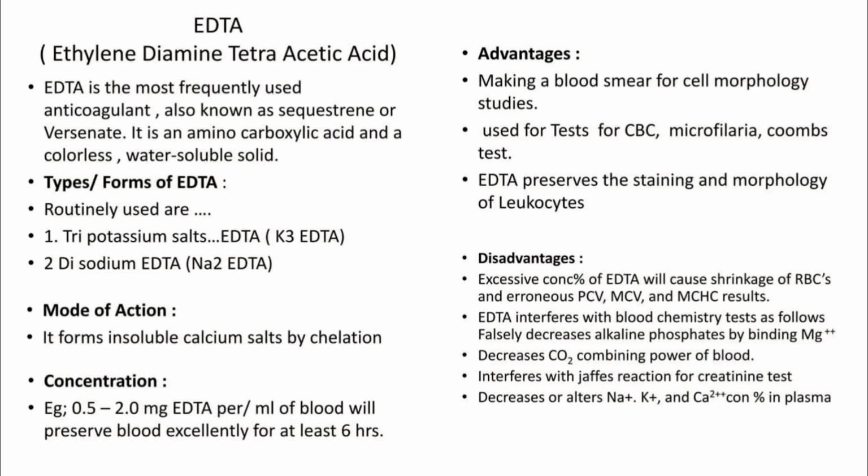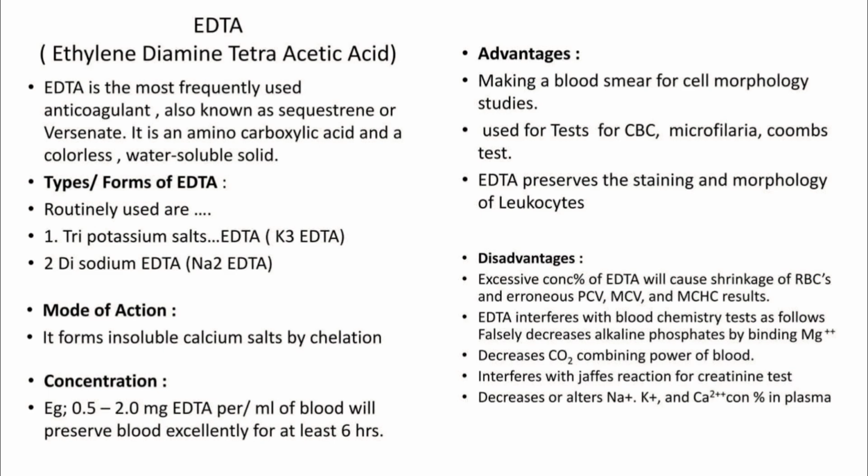EDTA, ethylenediaminetetraacetic acid. EDTA is the most frequently used anticoagulant. It's an aminocarboxylic acid and a colorless water soluble solid. Types or forms of EDTA: there are two types. One is tripotassium, that means K3 EDTA. The second is dipotassium EDTA. Mode of action: it forms insoluble salts by chelation. Its concentration is 0.5 to 2.0 mg EDTA per ml of blood for at least 6 hours.